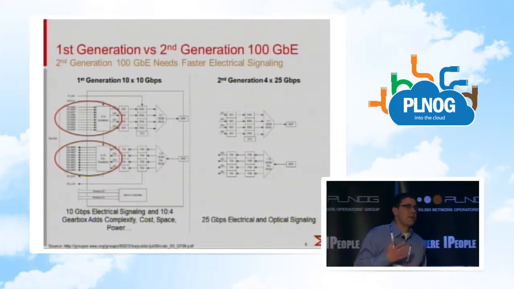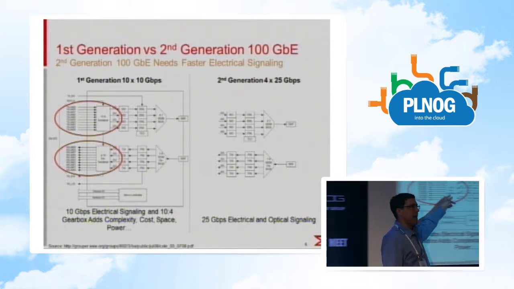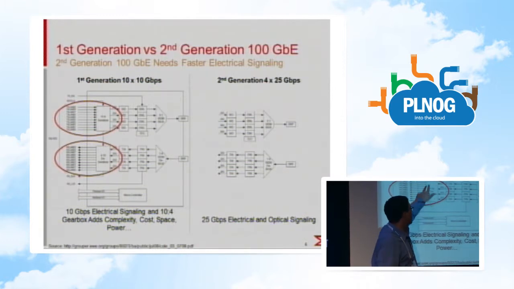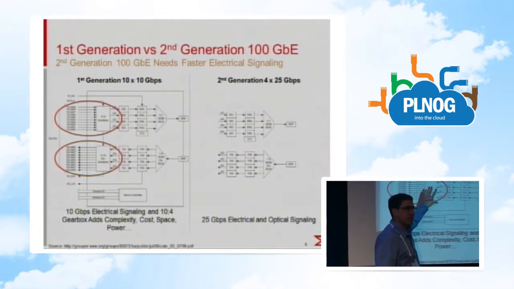The reason that this is important is that this is a rather complex ASIC to have on your optical module. This is something we'd rather not have at all, to have to do this electrical conversion inside a pluggable optical module.